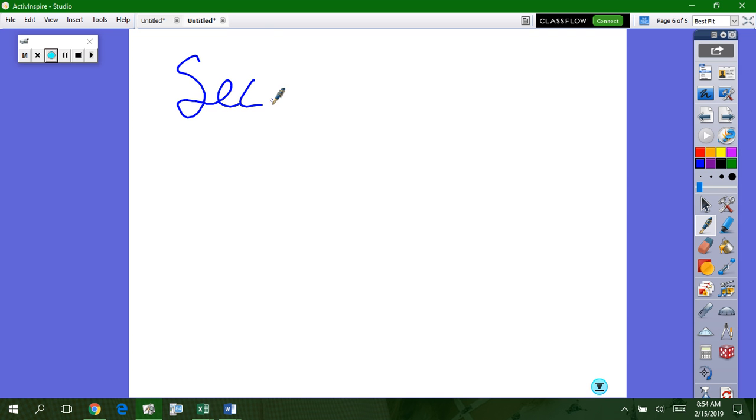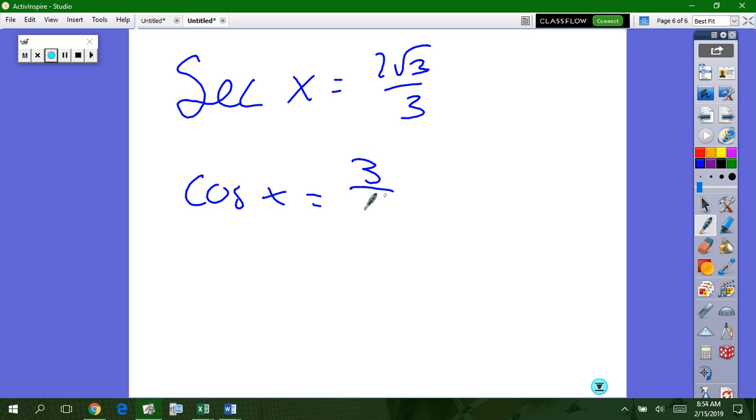Ladies and gentlemen, where does the secant of x equal 2 root 3 over 3? I want you to do this without a machine. So what I do is, I can't think of secant. I still don't, and I've been doing this a long time. But I can think in cosines, which this would be cosine of x equals 3 over 2 root 3. I'm going to hurry and just rationalize.